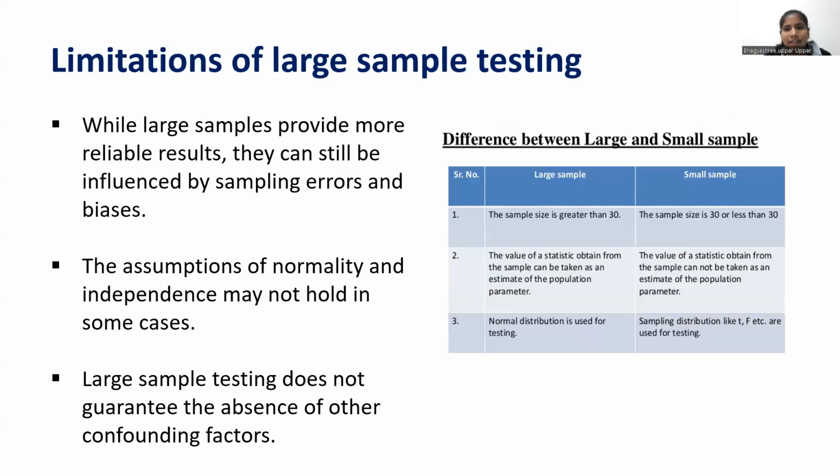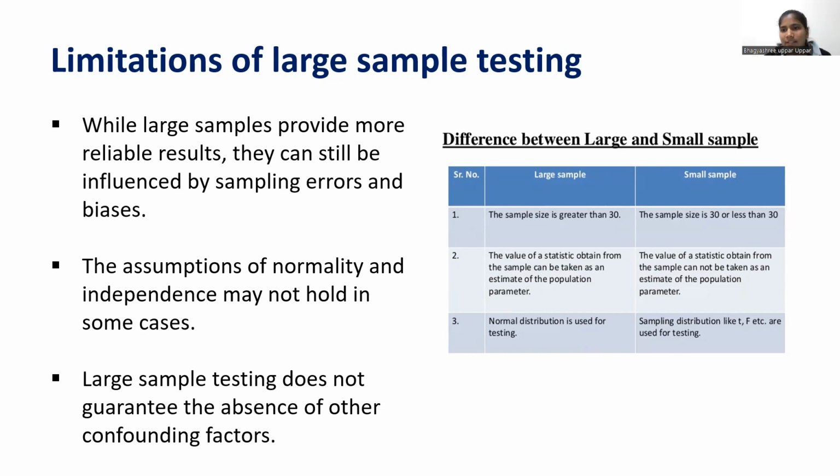Limitations of large sample testing. While large samples provide more reliable results, they can still be influenced by sampling errors and biases. The assumptions of normality and independence may not hold in some cases. Large sample testing does not guarantee the absence of other confounding factors.